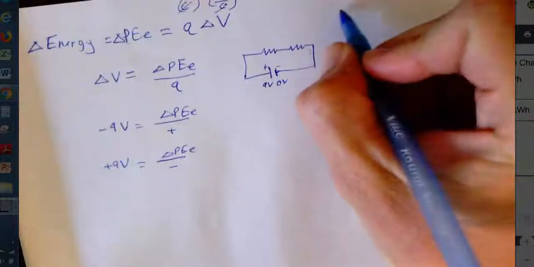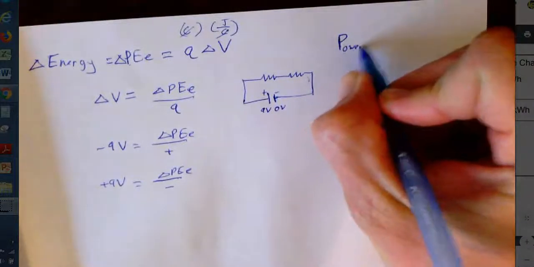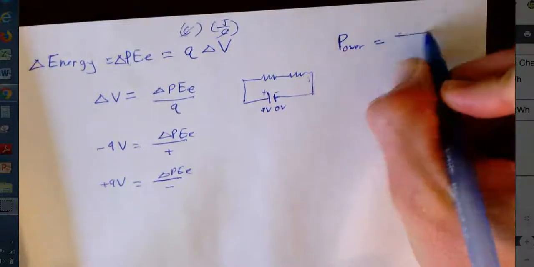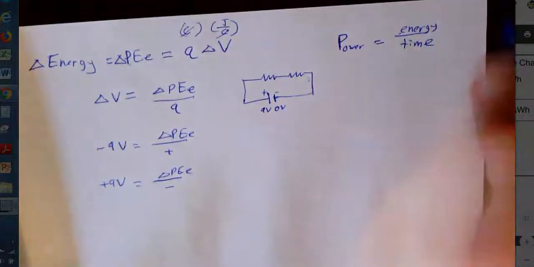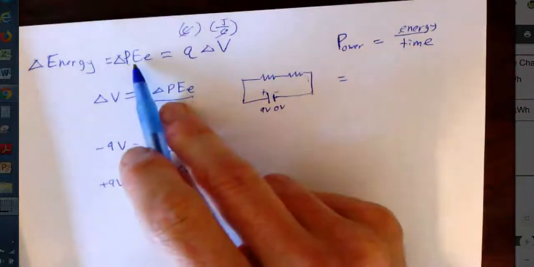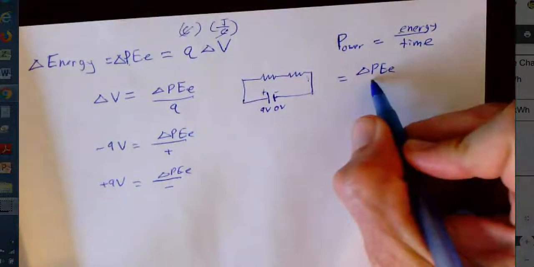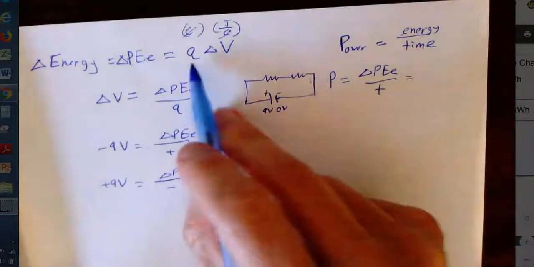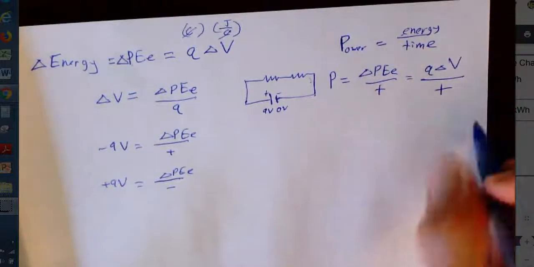If you think about a light bulb, it's measured in watts, right, which is how much power it's using. I'll write a capital P here, power, just so you know what it is. Power is an amount of energy per time. So how much energy do these charges lose per time? That is power. But we're going to plug in Q times delta V over T.